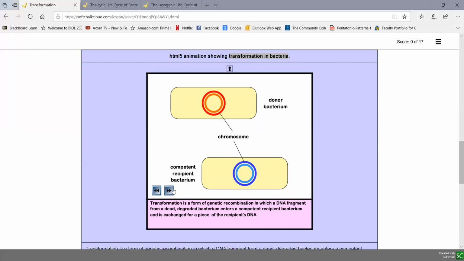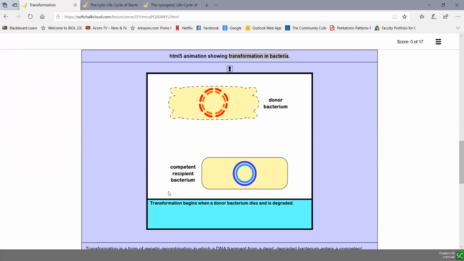During transformation, remember, the donor bacterium dies and is degraded. As the bacterium is degraded, the DNA fragments, and those DNA fragments then go out into the environment. So sometimes we say that during transformation, bacteria pick up environmental DNA, these DNA fragments from dead donor bacteria. Also, when that bacterium is degraded, plasmids can be released, and sometimes plasmids can then be transferred as well, as we'll see.